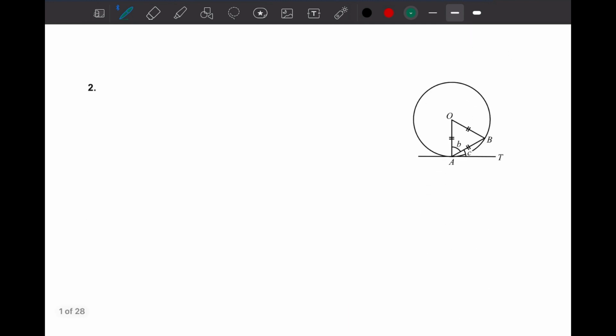So let's have a look at Consolidation Exercise 12C. Let's start with question 2. Question 2 here: TA is the tangent to the circle at point A. Find the unknowns. So let's look at the unknowns. Your unknowns are here and also this one here.